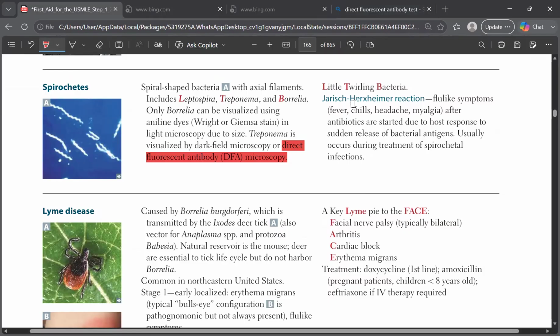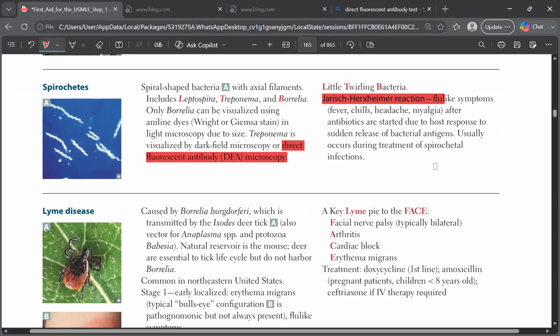Then we have Jarisch-Herxheimer reaction, that is flu-like symptoms, fever, chills, headache, myalgia after antibiotics are started due to host response to sudden release of bacterial antigens. It usually occurs during the treatment of spirochetal infections. So spirochetes, again, only Borrelia can be visualized using aniline dyes, and Treponema is visualized by dark field or DFA.